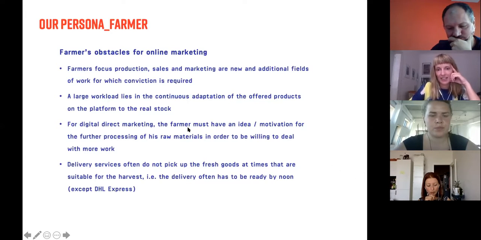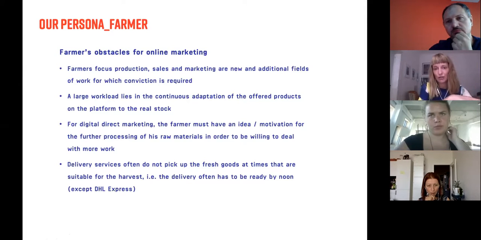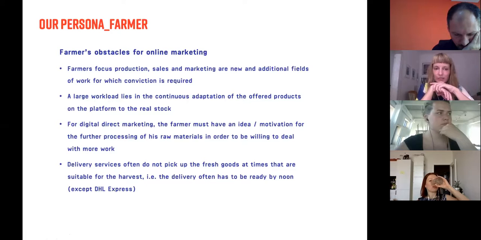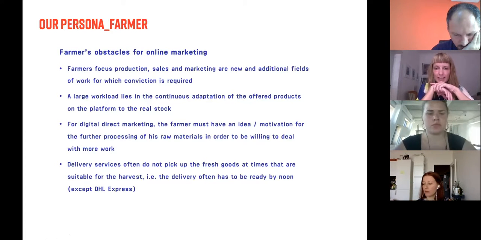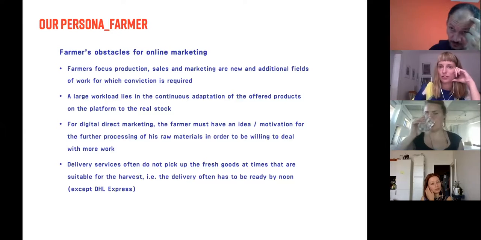Then another point is that often delivery services, like Hermes or services that already exist, don't pick up the fresh goods when it's appropriate for the farmer. For example, they say they want to pick it up in the morning, and this is not suitable for the harvest. They haven't harvested all the products yet, and this doesn't work with the everyday life of the farmer. But they said DHL is doing it differently. So they are already adapting to the everyday life and structure of the farmers.